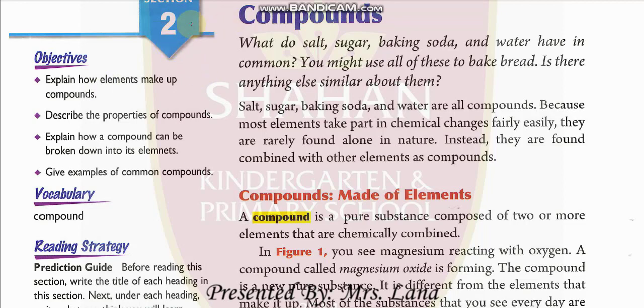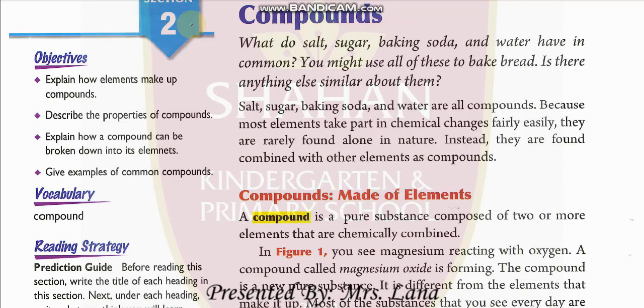Today I'm going to explain section 2 from chapter 12, which is compounds. I explained elements in the previous lesson, and if you read it, you know what a compound is, because before we study compounds, we must know what elements are. Two, three, or more elements combine together by a chemical bond.